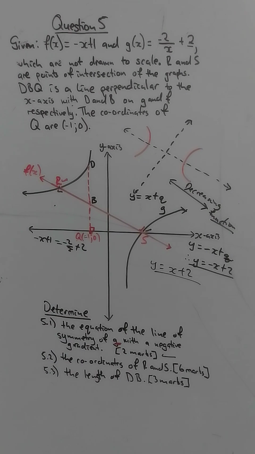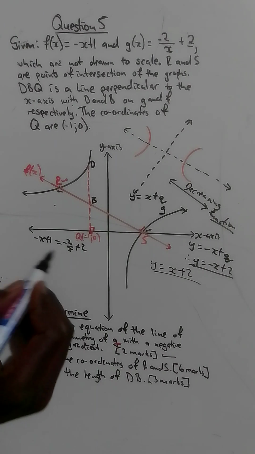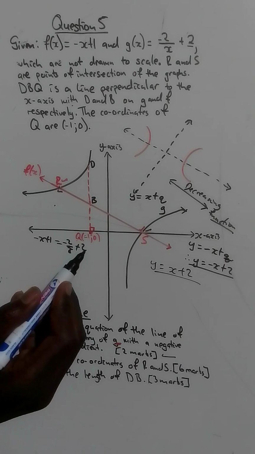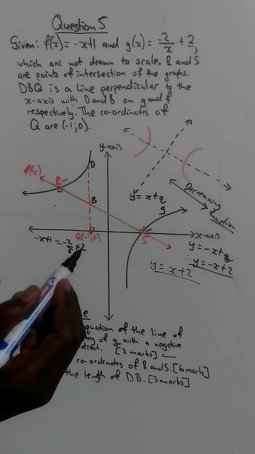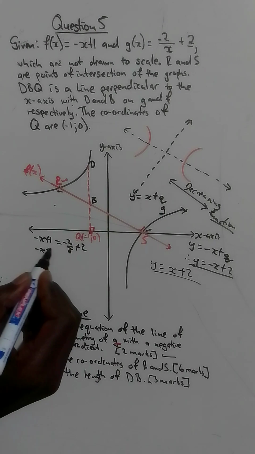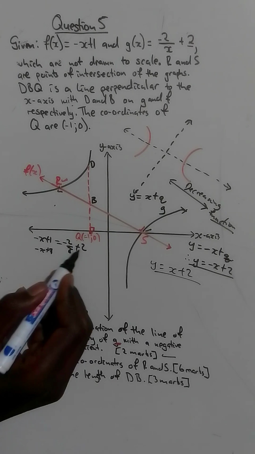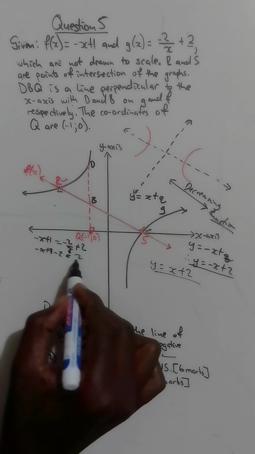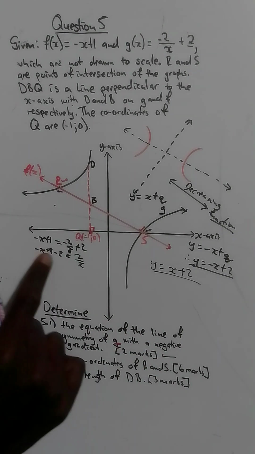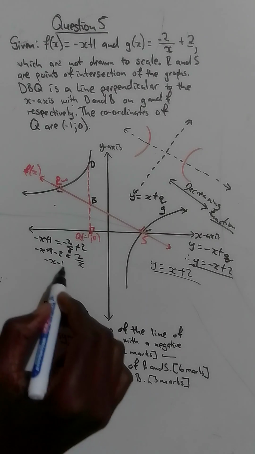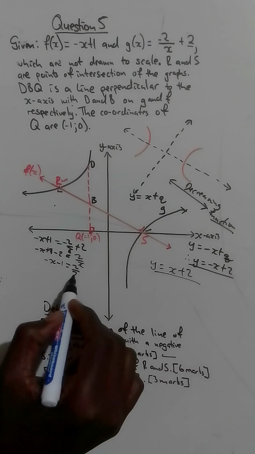Will I have enough space? Let's see. I need to get rid of this x. But before I do, let me make life easier and transpose this positive 2. So now I've got negative x plus 1 minus 2 is equal to 2 over x, and 1 minus 2 is negative 1. So I've got negative x minus 1, which equals 2 over x.